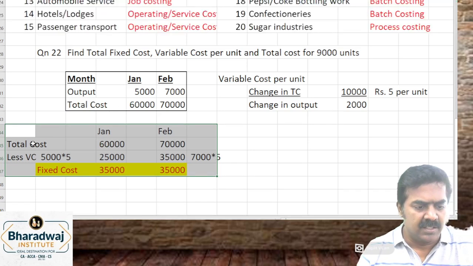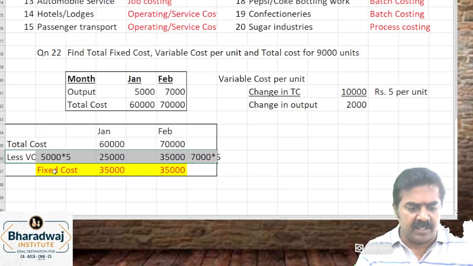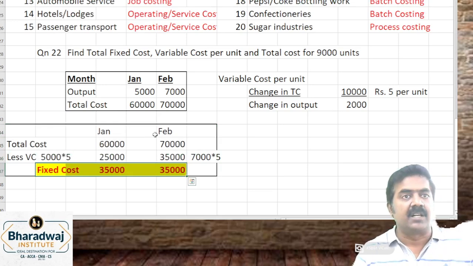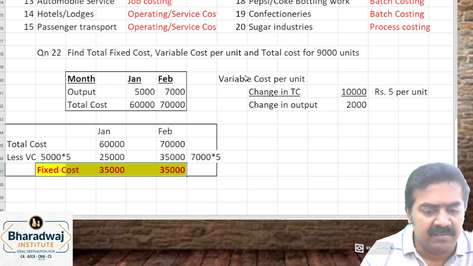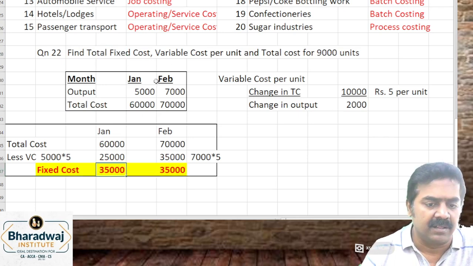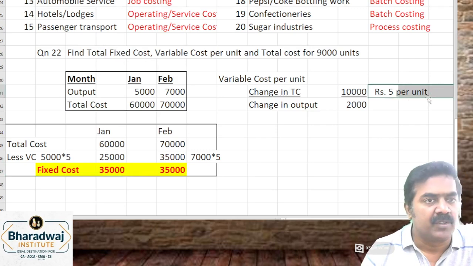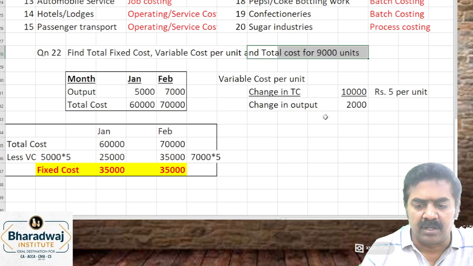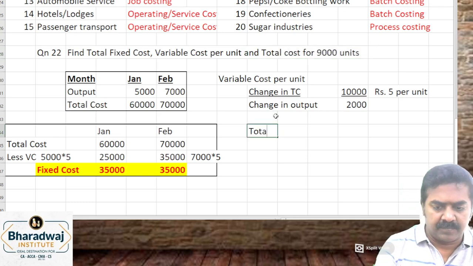From total cost, when we eliminate variable cost, we get which one? Fixed cost. Fixed cost will change or will remain the same? Will remain the same. So we worked out total fixed cost 35,000 per month. Variable cost is how much? 5 per unit. They want you total cost for 9,000 units.